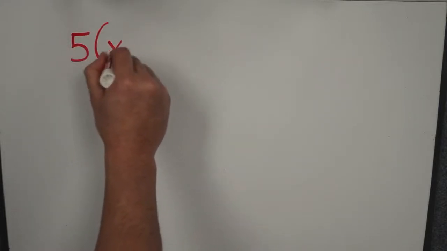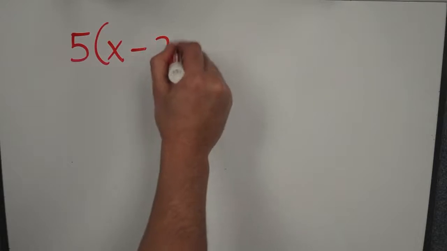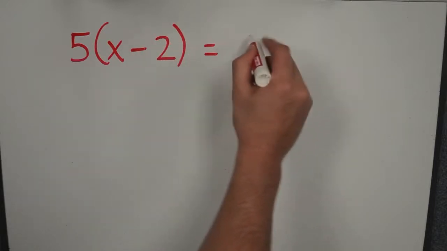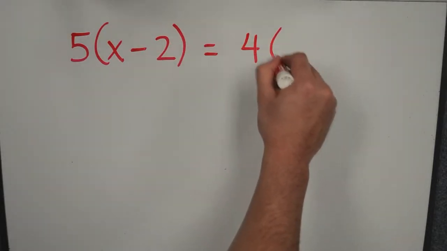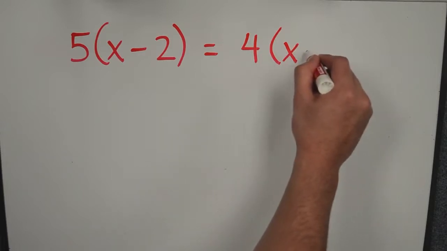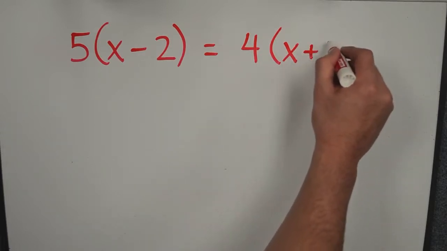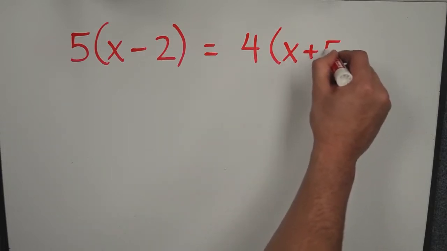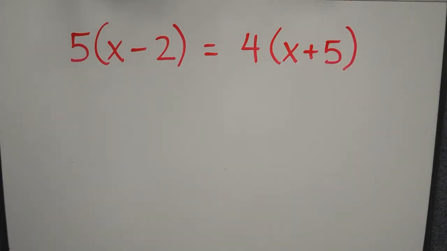Finally, make it a really tough one here. 5 bracket x minus 2 equals 4 bracket x, let me think here, plus 5. Alright, so try this one on your own. Remember, do the distributive property first, try to move things across the equal sign, and we'll do it together in a moment.